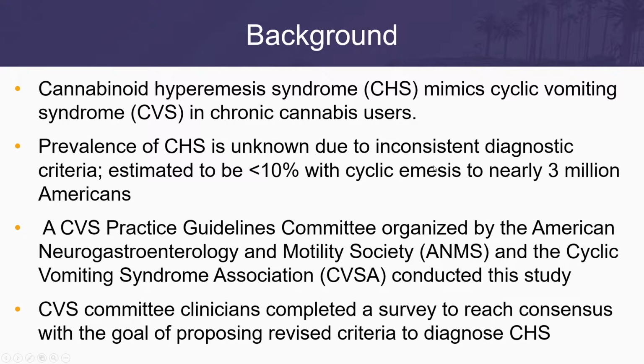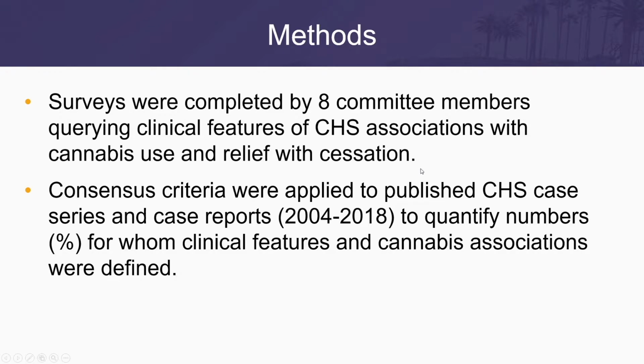There's some inconsistent diagnostic data, but it's thought to be less than 10% of people with these symptoms, and maybe up to 3 million Americans. So there is a CVS group, this association, and there's the American Neurogastroenterology and Motility Society, ANMS, and they got together and they developed a CVS Practice Guidelines Committee, and this is their study. So these committee members, they completed a survey to try to reach a consensus on what they thought the diagnostic criteria should be for CHS, and they also looked through published cases over 14 years to try to get some evidence to help support what their consensus was.